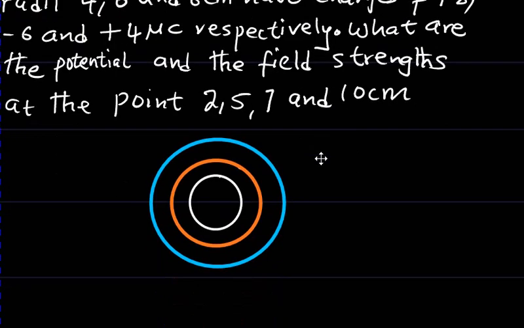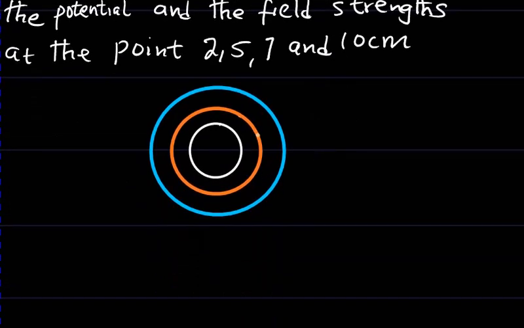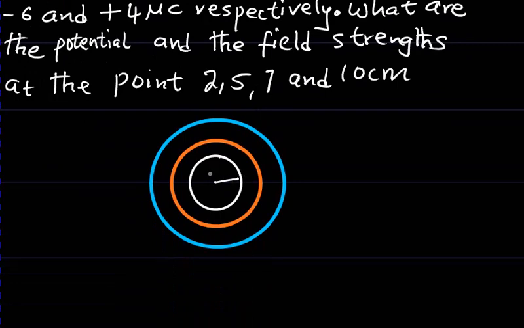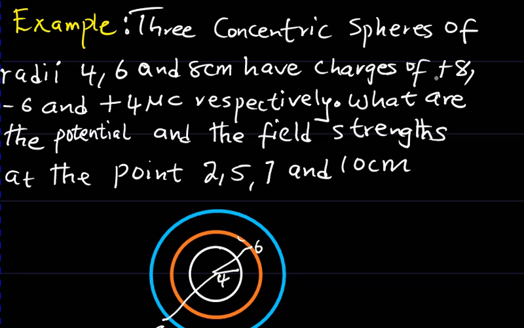Okay, so this sphere I have actually drawn. Three concentric spheres. We have already been given their different radii. So this is 4, then of course this is 6, and this is 8. So they have their different charges. The charges are +8, -6, and +4 microcoulombs respectively.